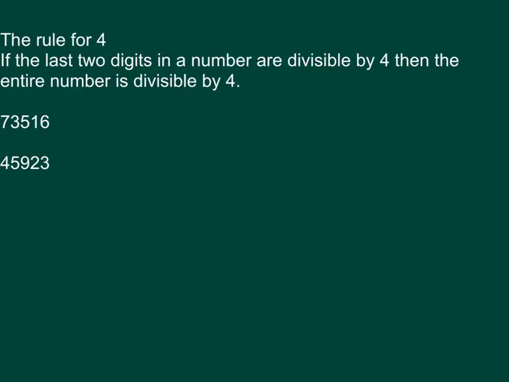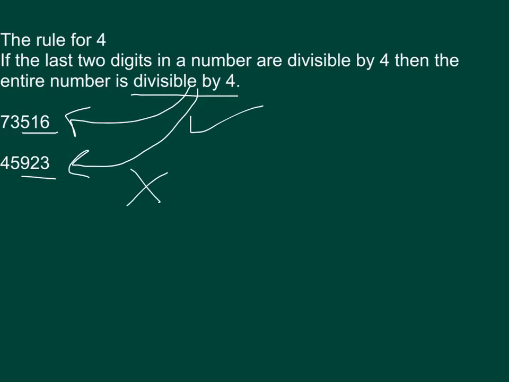So the rule for 4 says if the last two digits in a number are divisible by 4, then the entire number is divisible by 4. So this one's kind of like the 2 rule, but kind of like the 3 rule, but yet it's kind of really different. So what we're doing here is we're just looking at the last two digits. So we want to know, is 16 divisible by 4? So can 4 divide into 16 evenly? Yes, it can, and so this first number is in fact divisible by 4. Let's look at the second number, 23. Can 4 divide evenly into 23? No, it cannot. This number is not in fact divisible by 4.